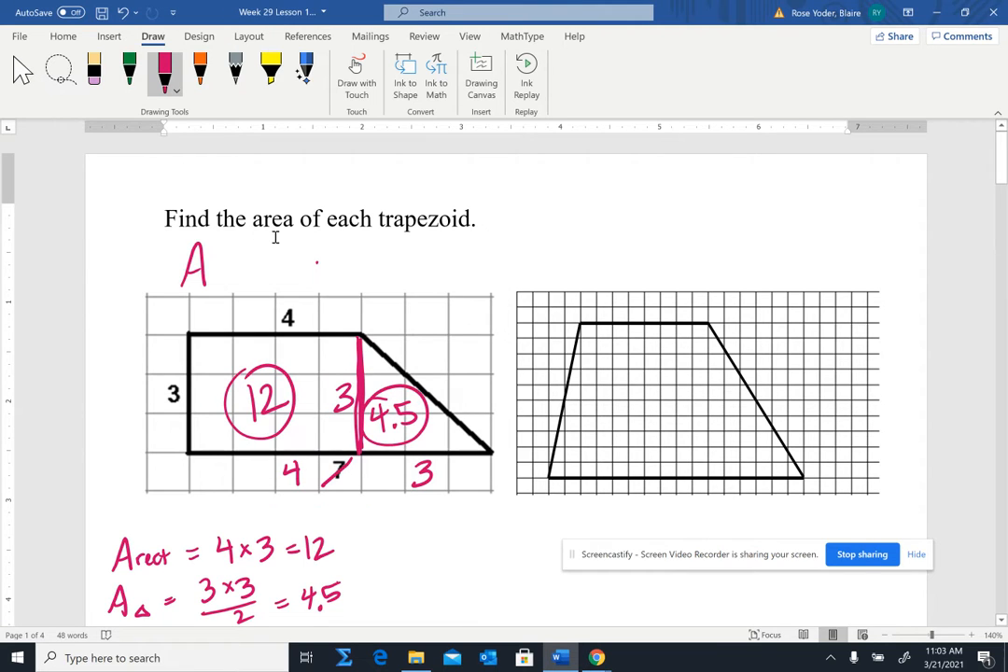It's not wanting to write that down for some reason. All right, the area of the trapezoid is 12 plus 4.5, so 16.5 square units. 16.5 squares fill up that trapezoid. What about the second one?